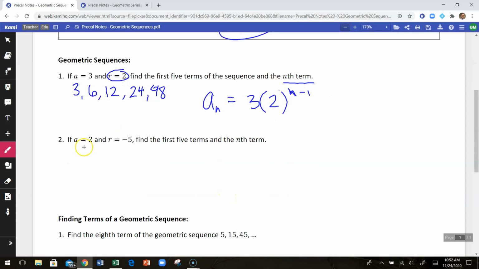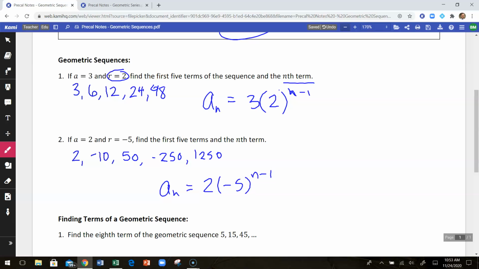Same setup here. I have A as 2 and R as negative 5. Find the first 5 terms and the nth term. So the first term is 2, and then we are multiplying by negative 5, so my next term is going to be negative 10, and then positive 50, and then negative 250, and then positive 1250. And notice it's alternating in sign there because R is a negative number. The nth term, A of N, is going to be the first term, 2, times the common ratio, negative 5, to the n minus 1 power.